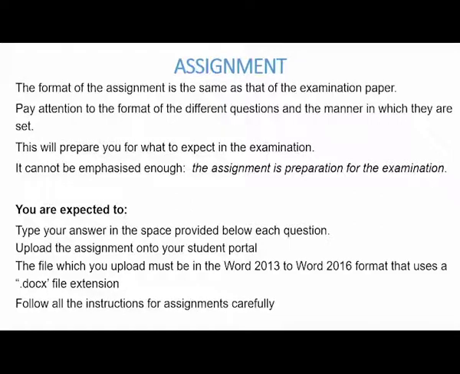You are expected to type your answer in the spaces provided below each question. Then you must upload the assignment onto the student portal. The file which you upload must be in Word 2013 to Word 2016 format and use a docx file extension. Just check there, DOCX. Then you need to follow all the instructions for the assignment carefully.